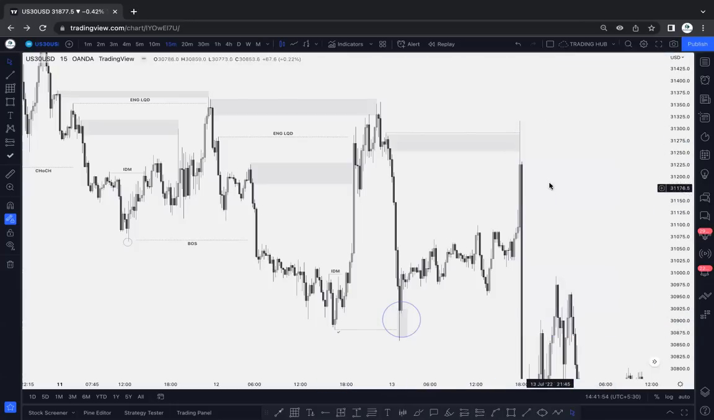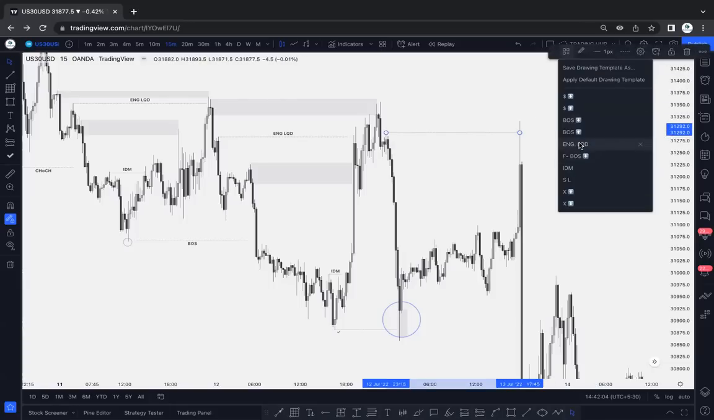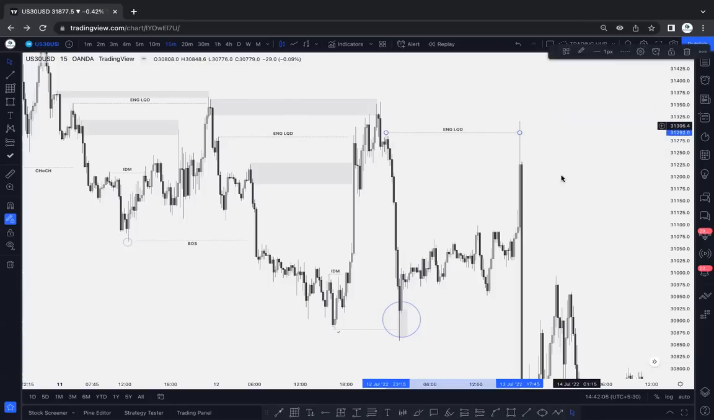But we are not selling here. Why? Because we always sell after the inducement or engineering liquidity is taken out. And the same thing happens here. This is our engineering liquidity, and inducement is the same, correct? And our zone is here for the sell.